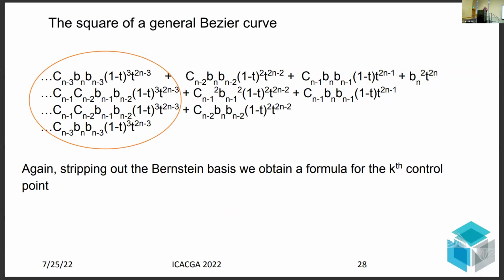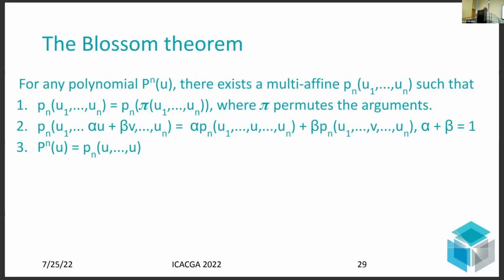If I look at the other coefficients, add them up, strip out the Bezier terms, I get the formula for each coefficient of the Bezier curve, which is missing. So I'll leave that as an exercise for the reader, for the student. But it's true, you can do it.